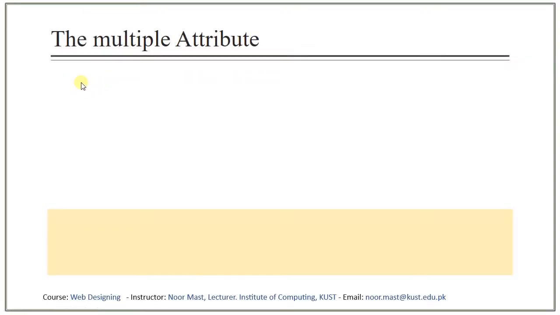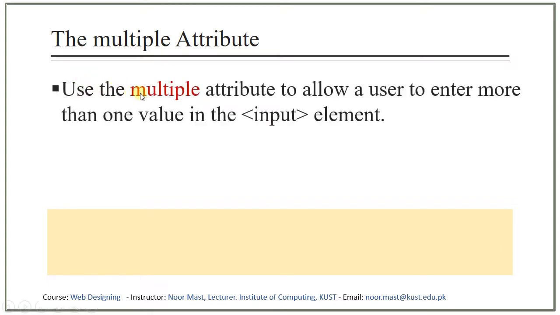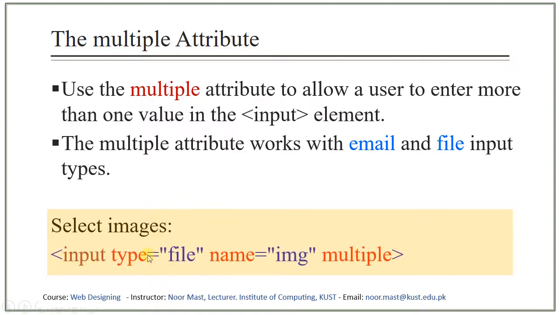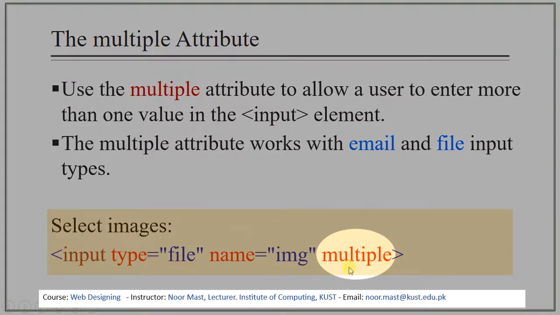The multiple attribute. The multiple attribute, which is a Boolean attribute, allows a user to enter more than one value for an input element. The multiple attribute works with email and file input types. Look at this code. Here the input type is file and the multiple attribute is also defined. So this input element allows selecting one or more files as input.